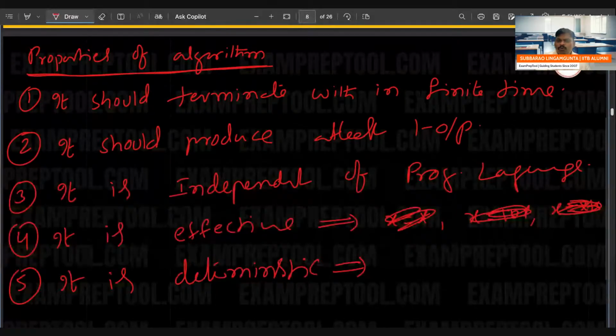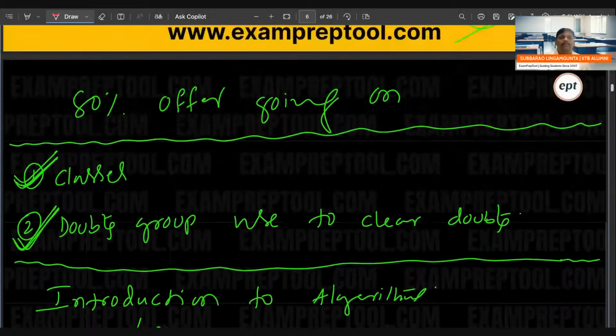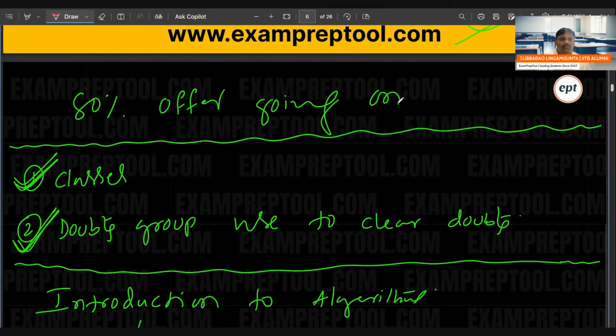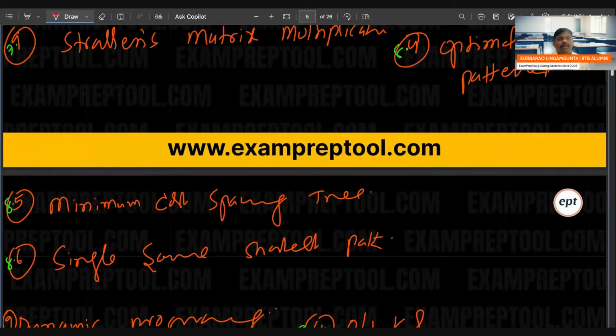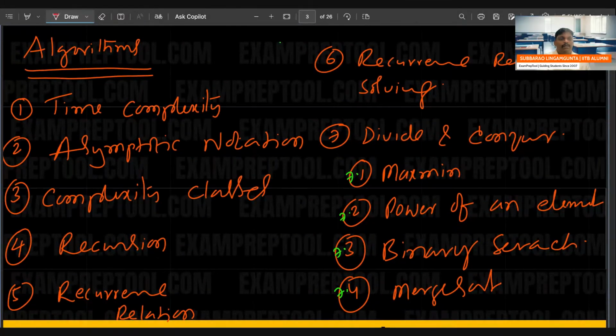Tomorrow, as soon as we start, we are going to finish approximately 30 problems on time complexity. Tomorrow you are going to solve many problems on time complexity. I request everyone, if you are serious, an 80% offer is going on, please utilize it. But remember, within 4 to 6 months you will become an expert in algorithms.